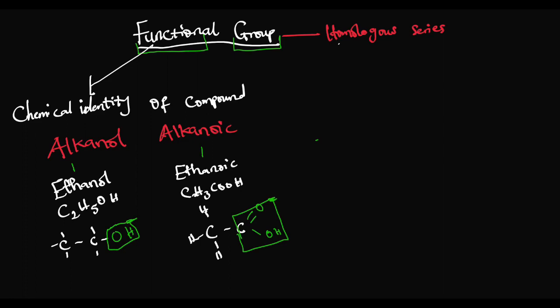They are the ones that determine the kind of chemical reaction a particular organic compound will undergo. Look at this. This particular compound has 2 carbons, and this one also has 2 carbons. So they are very, very similar, but it's only the functional group that can distinguish them.